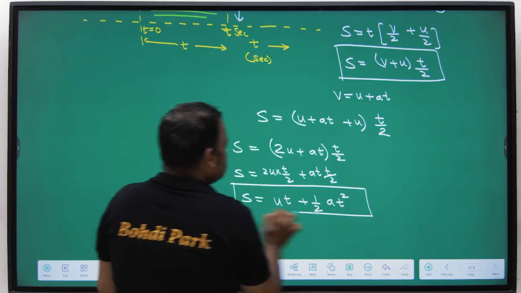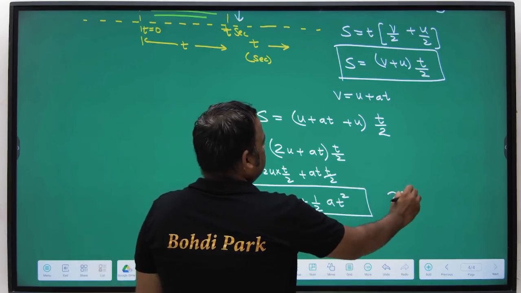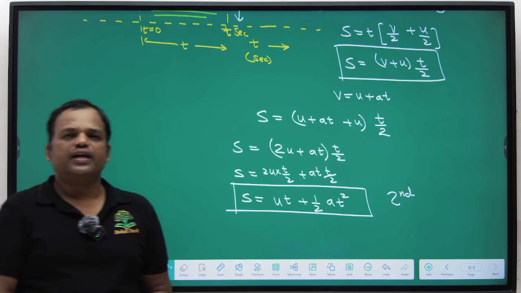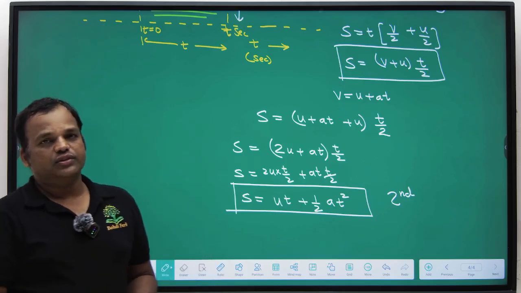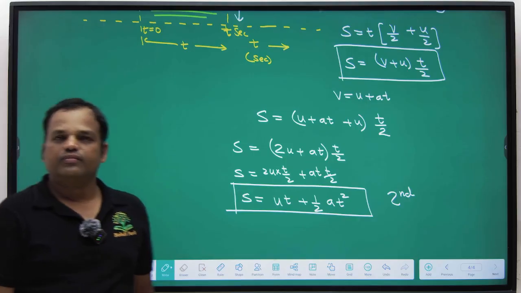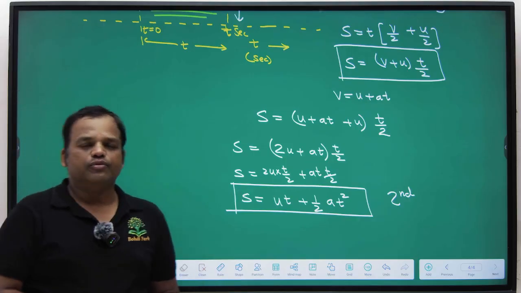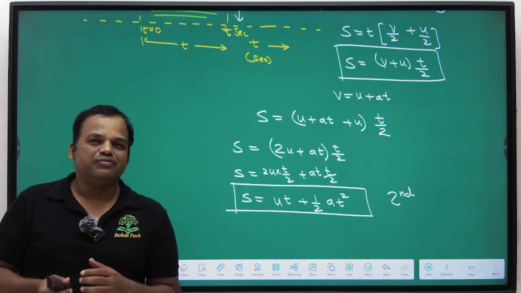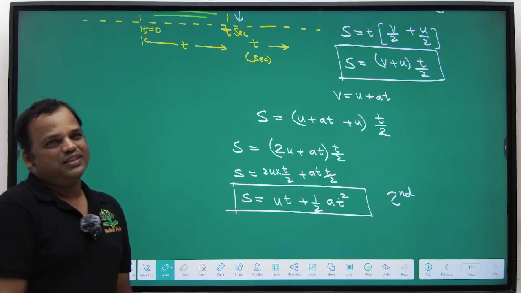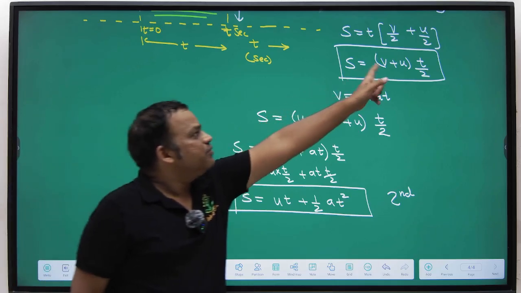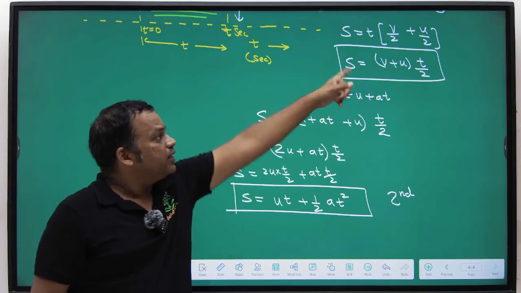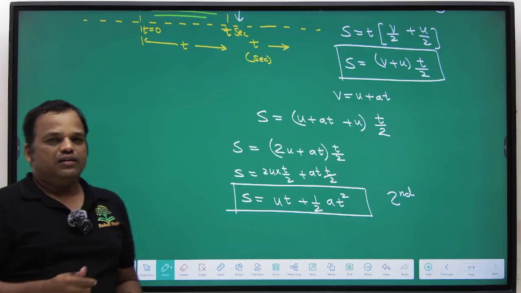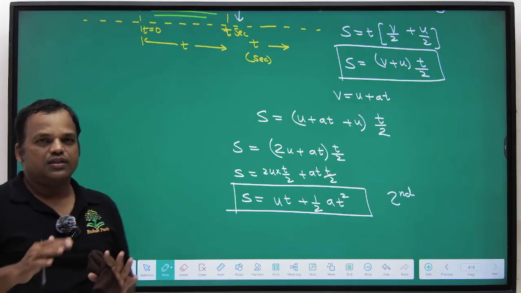So this is our second equation of motion. It can be derived using integration, and it can be derived using area under the graph. So now we have two equations of motion. v is equal to u plus at and S is equal to ut plus half at square. And if you have noticed, we have one more equation. S is equal to (v plus u) t by 2. I will come to this equation once again later. So let's write all the equations till now what we have learned.